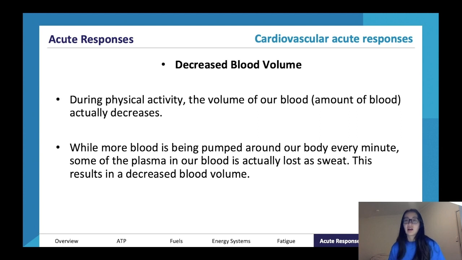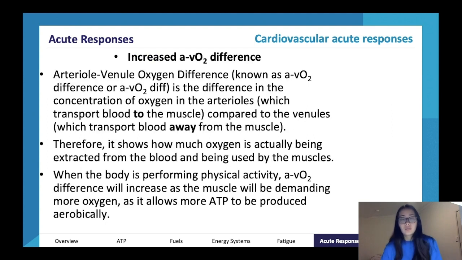So this is a cardiovascular acute response. I mentioned before that cardiovascular acute responses refer to the heart and the vessels. Blood is the main fluid which travels in these vessels, the cardiovascular vessels. And so this is why this is a cardiovascular acute response. So decreased blood volume: anything relating to blood is a cardiovascular acute response.